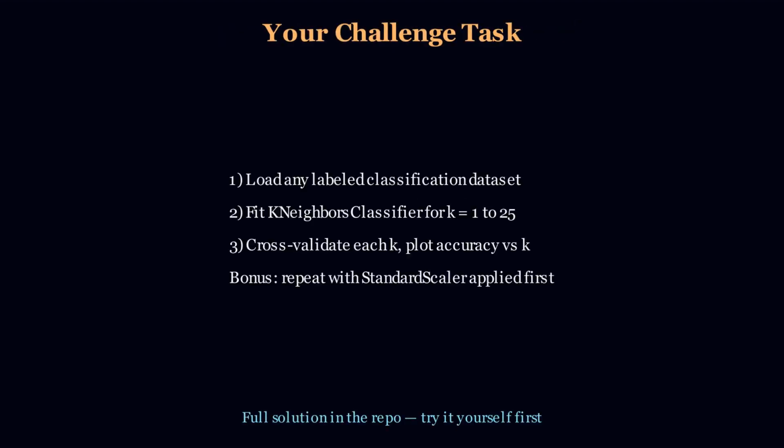Your challenge task for this episode. Load any labeled classification dataset. A small scikit-learn toy dataset works great. Task 1. Fit KNeighborsClassifier for K equals 1 through 25 and cross-validate each one. Task 2. Plot accuracy versus K. Find where it peaks. Bonus. Repeat it with standard scaler applied first. Did the best K change? Try it yourself first. The full solution is in the repo.